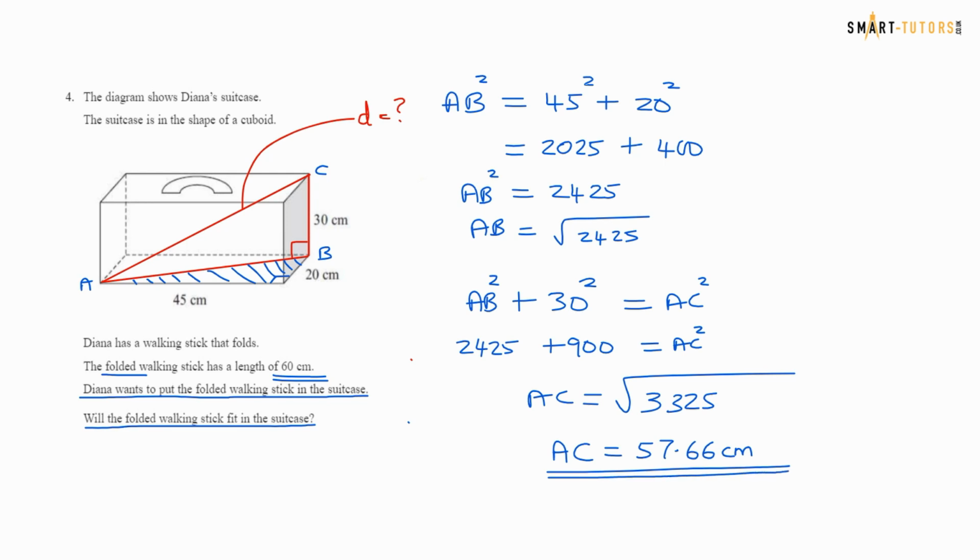So the folded walking stick is 60 centimeter, and this diagonal is less than 60 centimeter, so the walking stick won't fit in. Right, so that's the answer for question number 4.